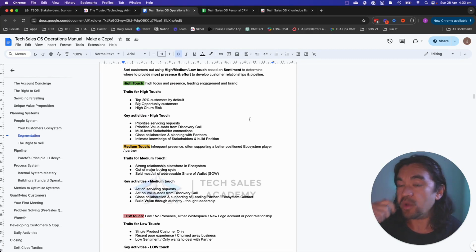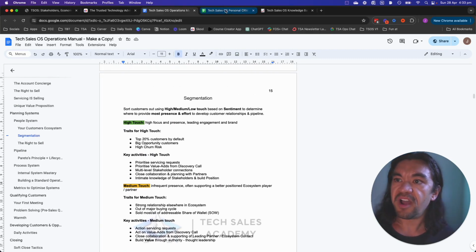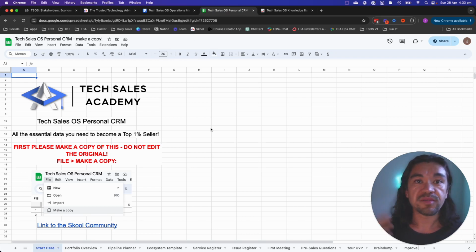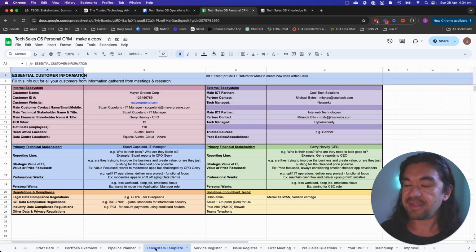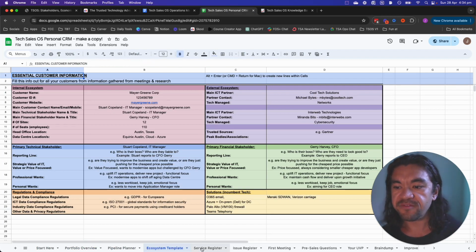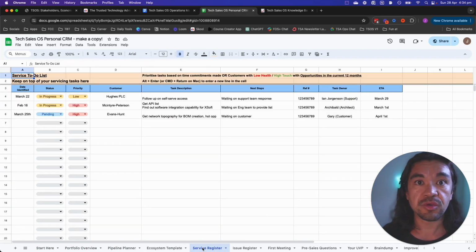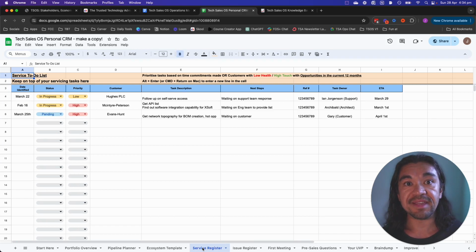This is how I can segment my customers on the fly. Okay. When it comes to managing your portfolio, I've provided you a personal CRM. These are all the templates, all of the pipeline templates, how to manage your ecosystem and customer information, how to manage your service issues, how to keep on top of everything day to day as a portfolio seller, all there with lessons for each of those as well.